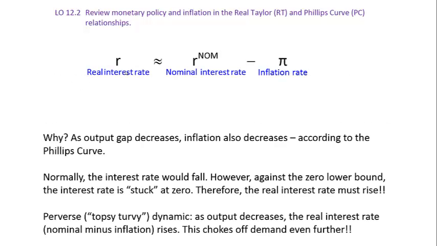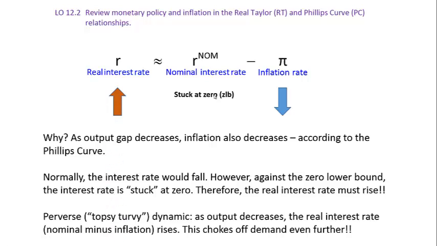Now, why is that? Well, let's suppose that the output gap goes down. If the output gap goes down, the inflation rate will go down. At the same time, the nominal interest rate would normally go down, but if we're up against the zero lower bound, the nominal interest rate is effectively going to be stuck at zero, or at some value close to zero. So you'll remember that the real interest rate is equal to the nominal interest rate minus the inflation rate, approximately. So if the inflation rate goes down, but we're stuck at the zero lower bound, the real interest rate goes up.